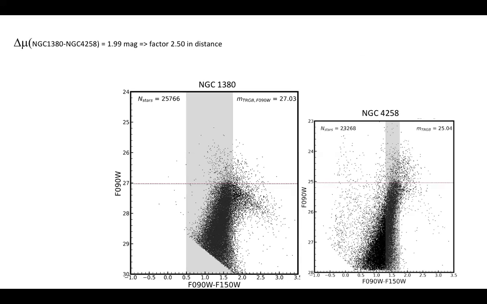Here's just a comparison then, now looking at 4258. If we believe the maser distance and we take the fit for 1380, then you can see that the difference between those 2 galaxies is this 1.99, call it 2 magnitudes, or a factor of 2.5 in distance.